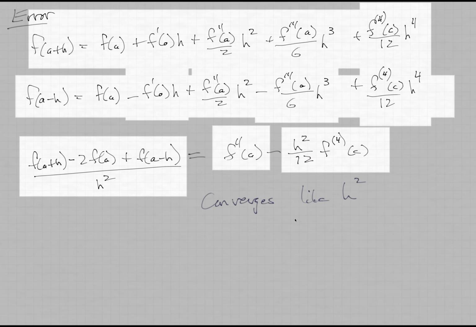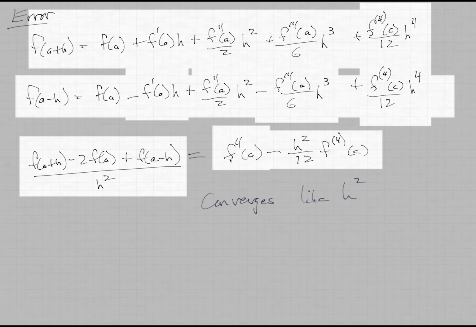It should have been the error term is going to be h squared over 12, or actually negative. I should say there's a negative sign there. So the error term is going to be negative h squared over 12 times the fourth derivative of f evaluated at this point c, somewhere between a and x.